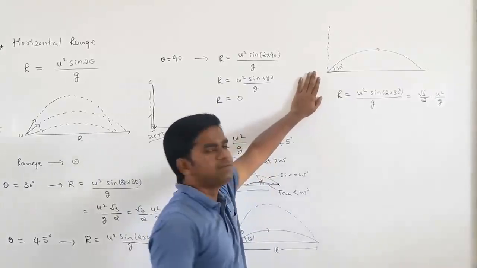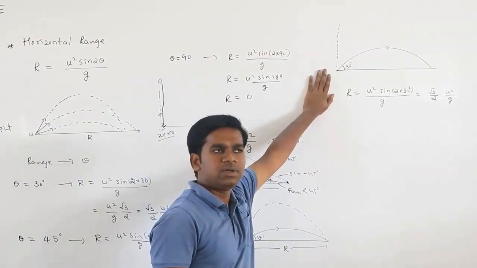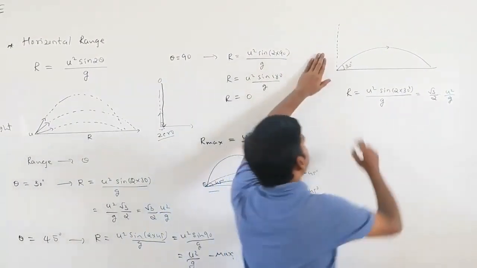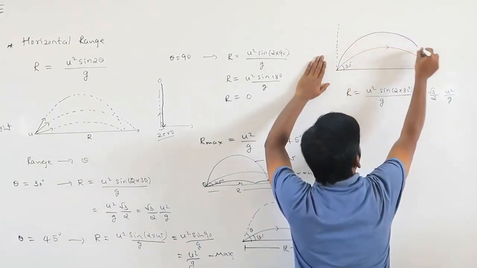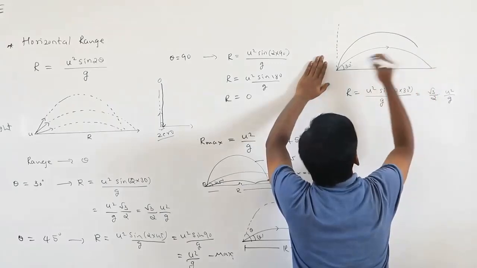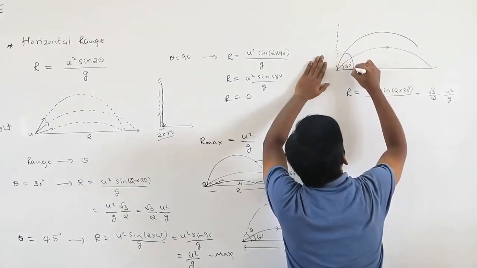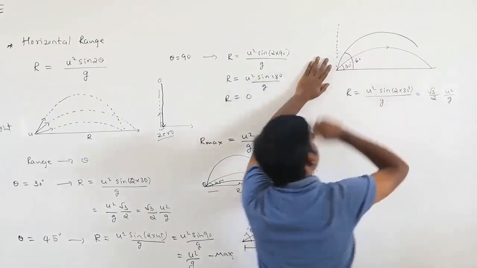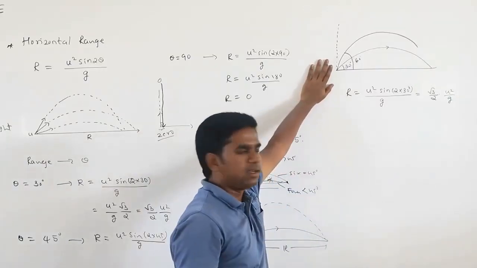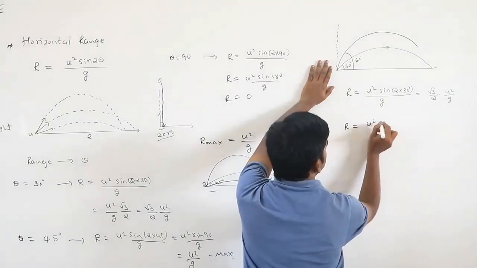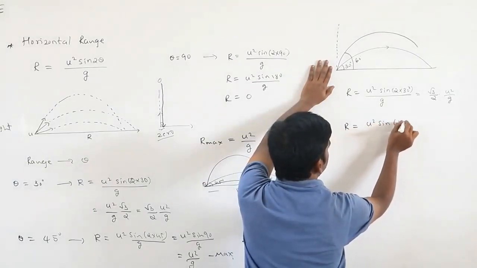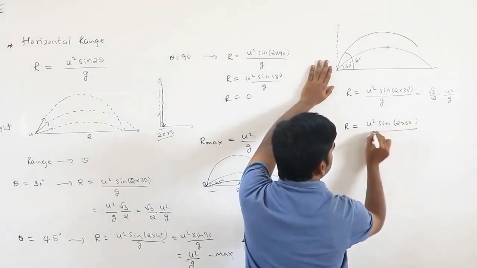Okay. Instead of that, let me take a 60 degree angle. I don't know whether it will come here only or not, so let me try. Okay, so this is the 60 degree angle. If I take a 60 degree angle, we'll check: R equals u square sine 2 into 60 degree divided by g.